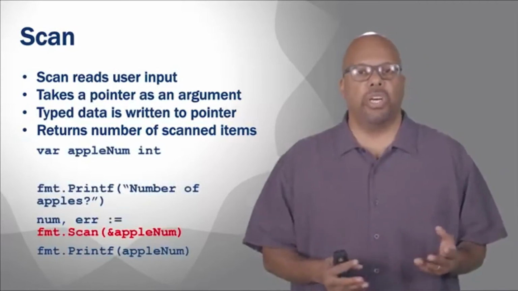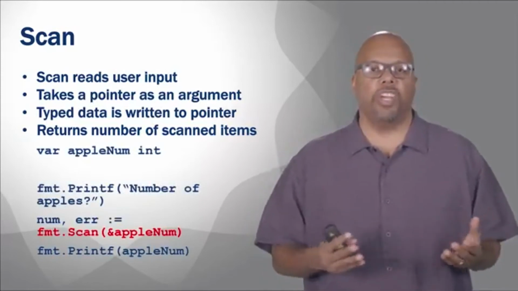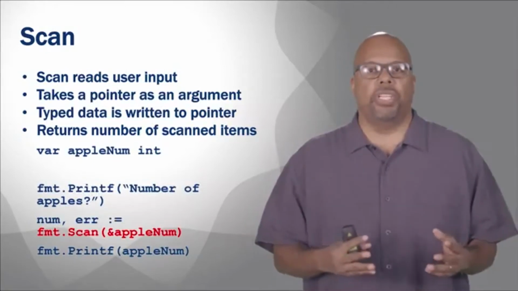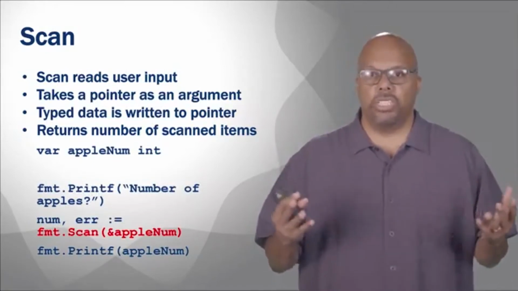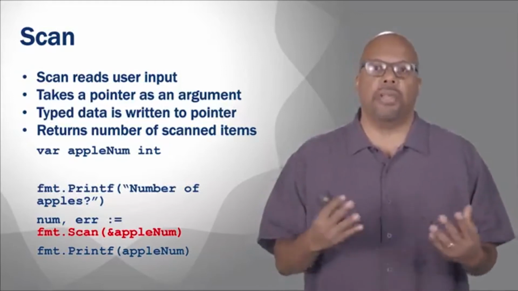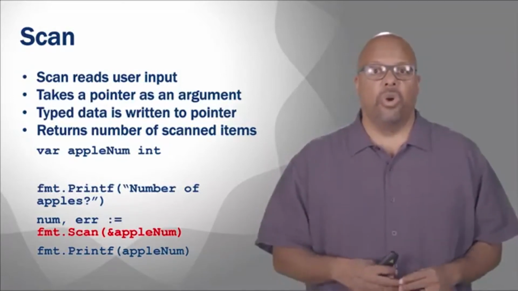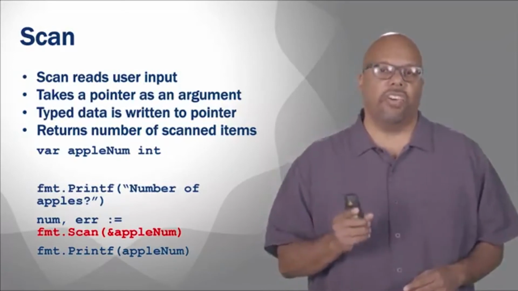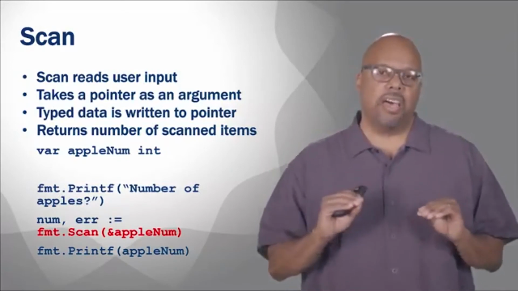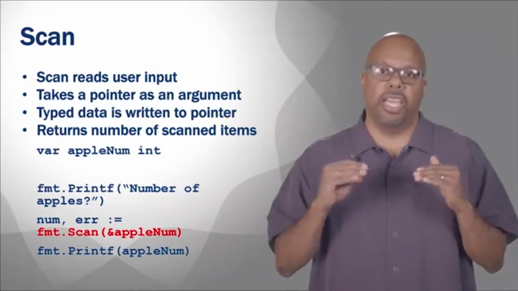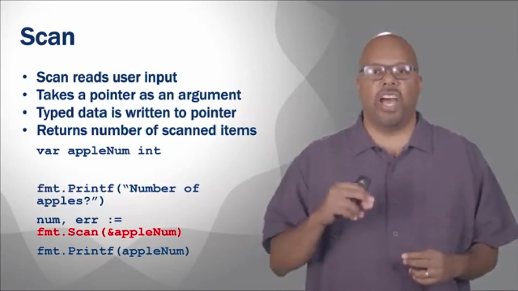So we can look at this example code. Let's say we make a variable applenum, and it's an integer. Then we print out "Number of apples?", expecting the user to type in how many apples. We expect them to type in some integer, 5, let's say. The next line executes the scan function. The code will stop running there and wait until the user types in something and hits enter.